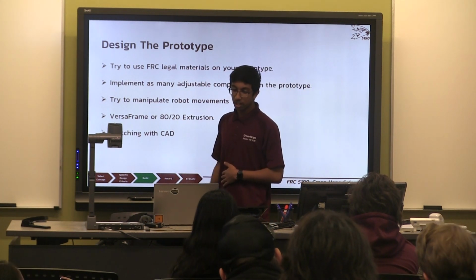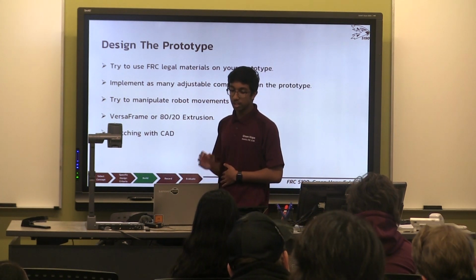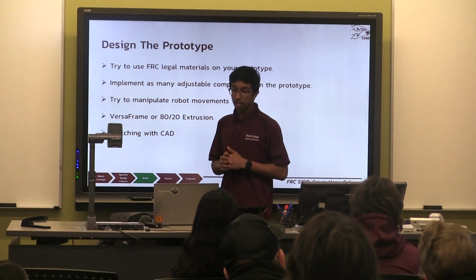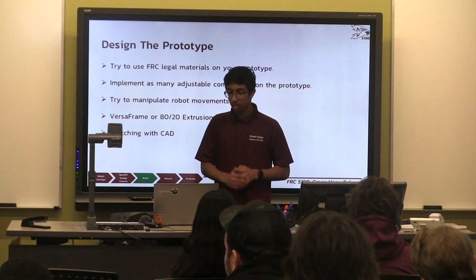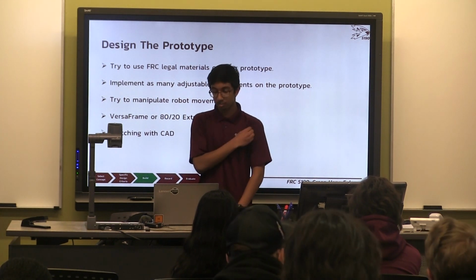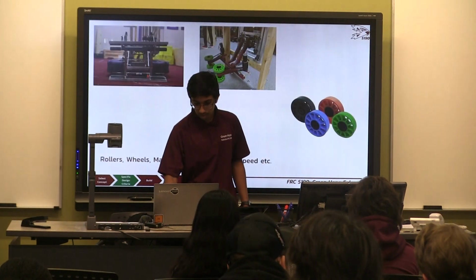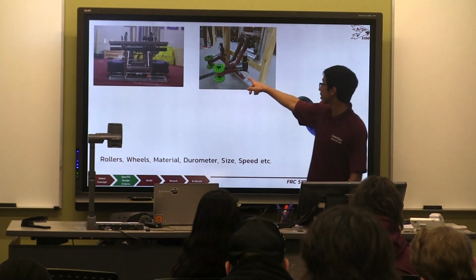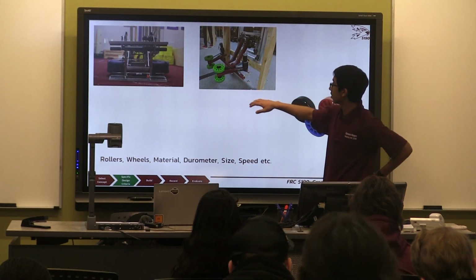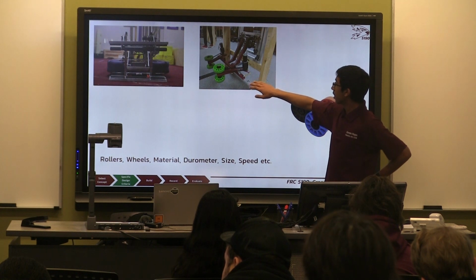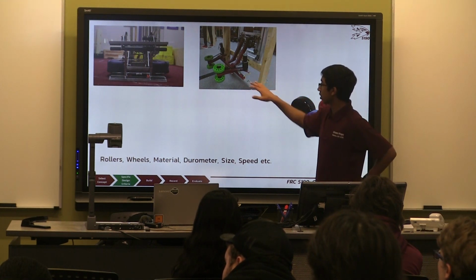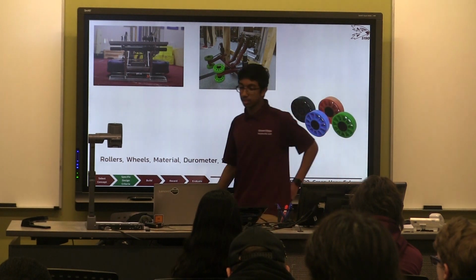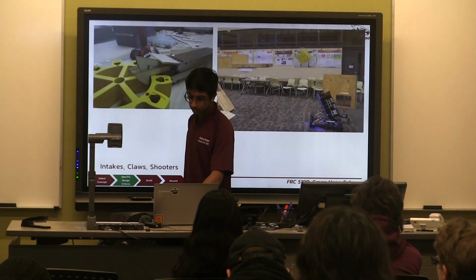And you also want to implement as many adjustable components on your robot. An example of an adjustable component is surgical tubing to tension your mechanism. So if we go back right here, you can see that we have surgical tubing right here, and what that allows us to see is the best tensioning. If we just pull the surgical tubing a bit more, we can tension these arms a lot more. So little things like that are helpful in the first few stages of prototyping.